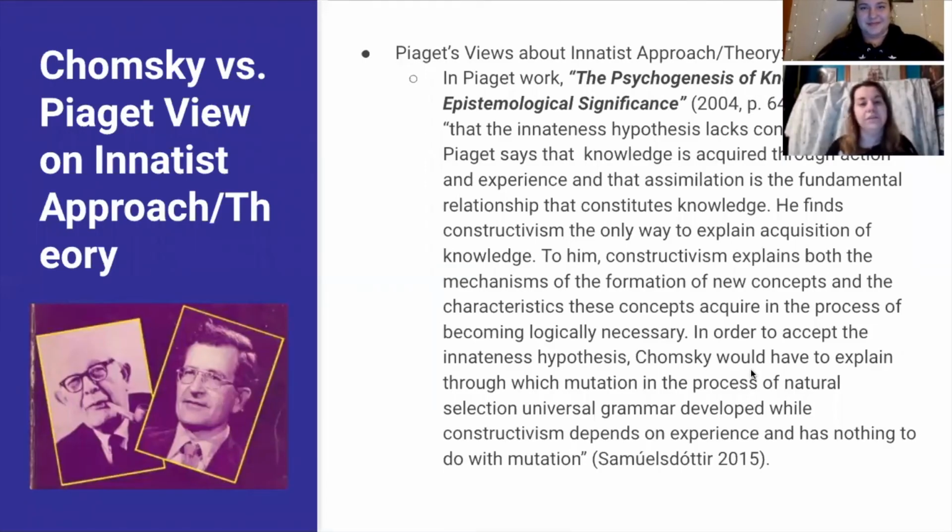All right, part 2 of the presentation, and I was about to talk about Piaget's view about the innatist approach. Piaget argues that the innatist approach lacks concrete truth. Piaget says that knowledge is acquired through action and experience, and that assimilation is the fundamental relationship that constitutes knowledge. He finds constructivism the only way to explain acquisition of knowledge. To him, constructivism explains both the mechanisms of the formation of new concepts and the characteristics these concepts acquire in the process of becoming logically necessary. In order to accept the innatist hypothesis, Chomsky would have to explain through which mutation in the process of natural selection universal grammar developed, while constructivism depends on experience and has nothing to do with mutation.